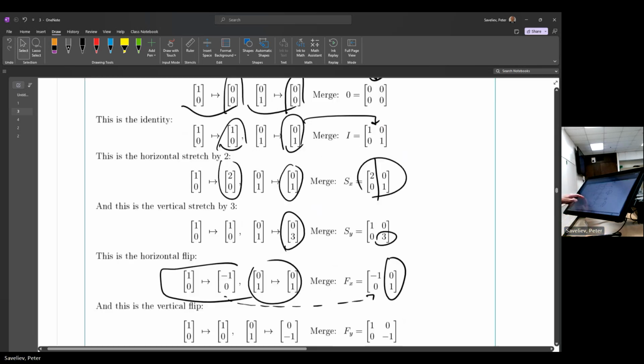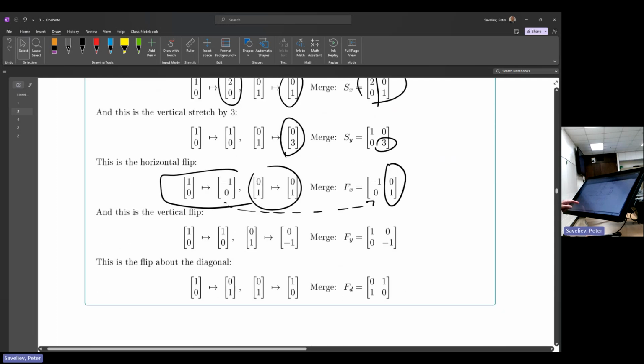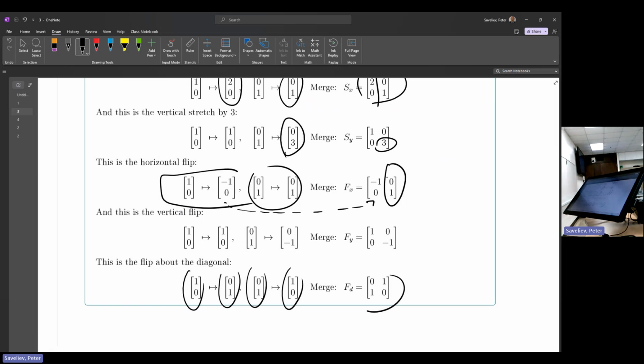Okay. Vertical flip, flip about the diagonal. Well, 1, 0 becomes 0, 1, and 0, 1 becomes 1, 0. So that's how that matrix emerges. Once on the other diagonal, because what has happened there is just two columns have been interchanged.